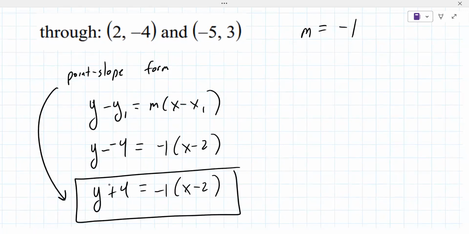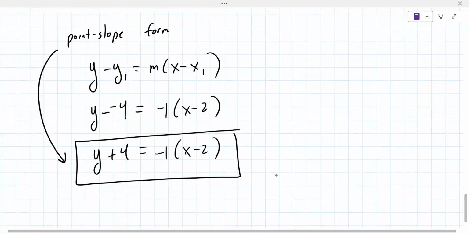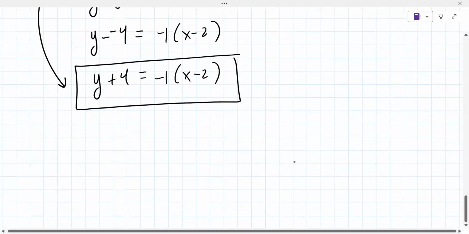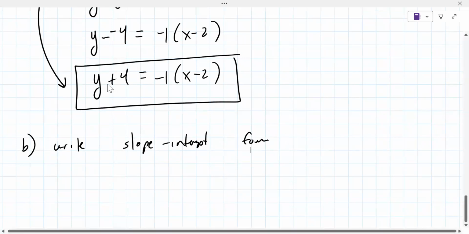Oh, okay. That's what I meant by point slope form. It didn't matter which point you used because they're both correct. Doesn't matter to me which one you do, and teachers would grade either one. That's part A of the problem. Part B is to write it in slope-intercept form, which means that you have to solve this for y by distributing the negative and then moving the 4 over.